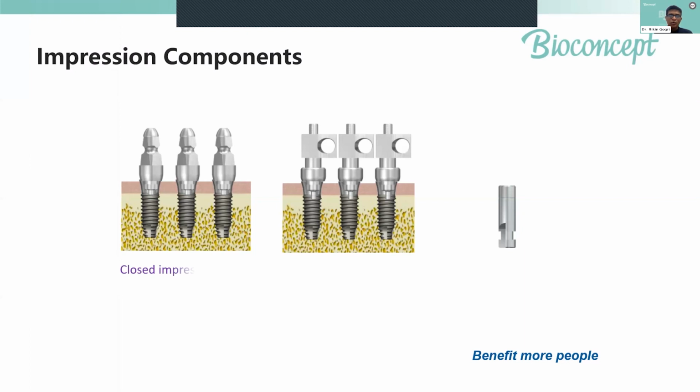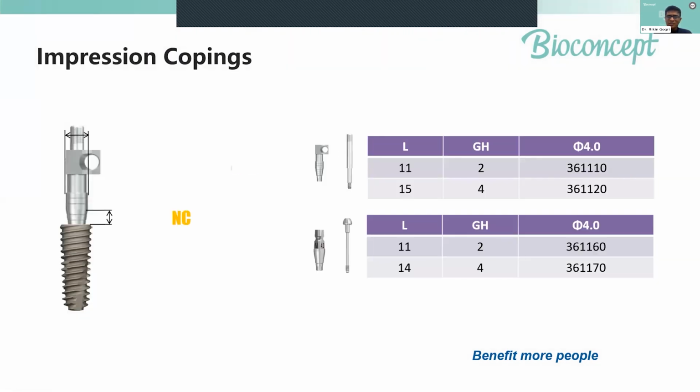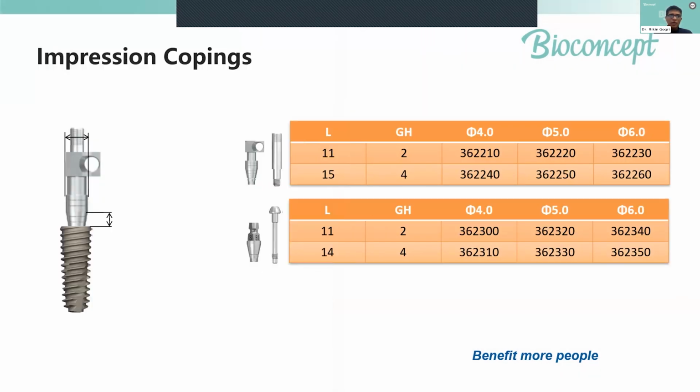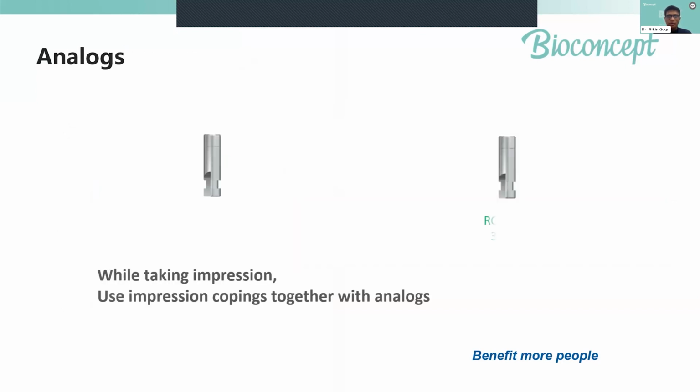Impression taking, again, just going fast because we've done that in detail. These are the components that come with the Bioconcept: the closed impression coping on your left and the open impression copings on the right, the lab analog. They come with various gingival heights depending upon the soft tissue that is available. Similarly, you have these various codings according to which you have to order from your company. The catalog should generally be available to you from the company or the distributor.